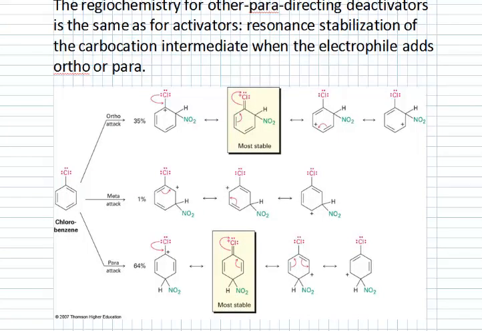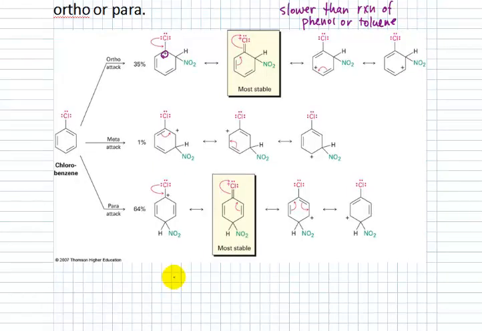If I have an ortho-para directing deactivator, like a halogen, it works perfectly the same way. Okay? Regiochemistry is totally the same, where if I have a chlorine, I do ortho attack, I get a plus next to that chlorine. We have that extra resonance stabilization where chlorine's lone pairs can stabilize it. That's why these are still ortho-para directors, even though they're deactivators. This reaction will be slower than the reaction of phenol or toluene, like on the last page, because chlorine is a deactivator, but really the same regiochemistry.